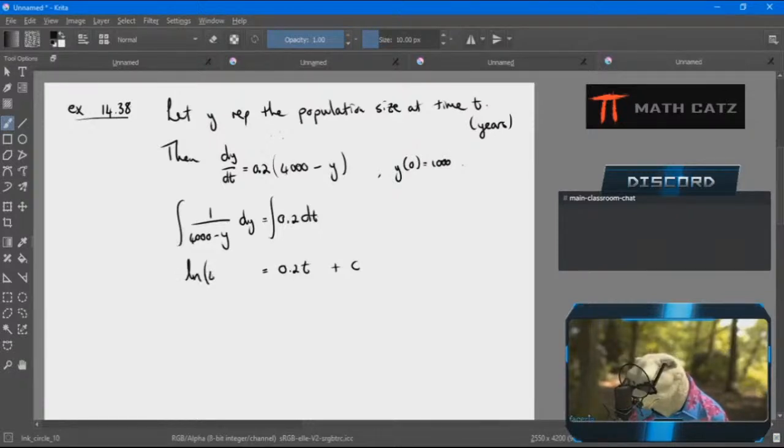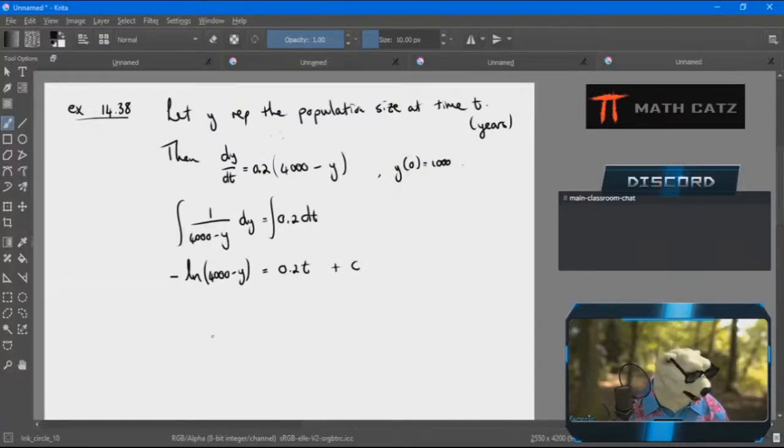Let me give a guess. Let me try a natural log of the denominator. Then if I take the derivative of this, it's log of something, so it's 1 over the something. Yep, that's perfect. That's what I get in my target. Times the derivative of that inside something, which is negative 1, which I don't see. So I need to catch that negative when it comes out by the chain rule.